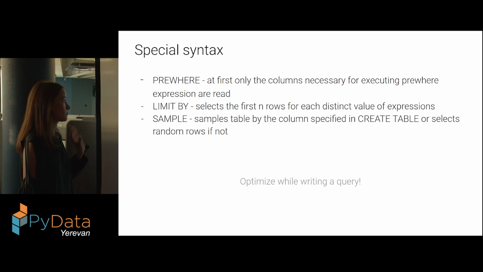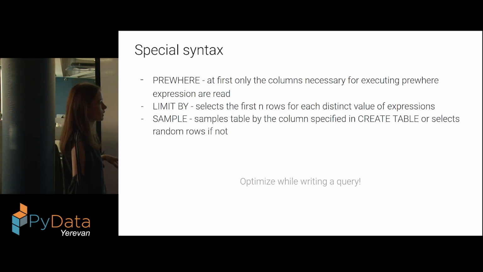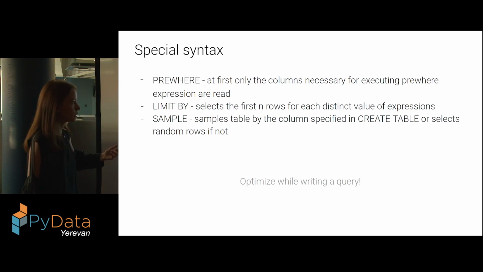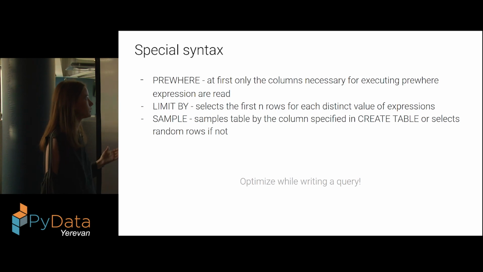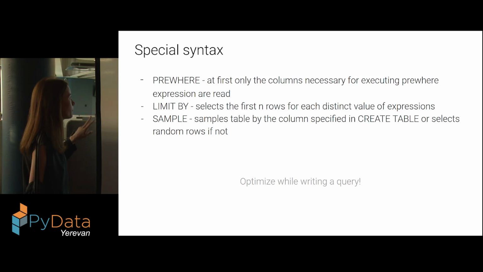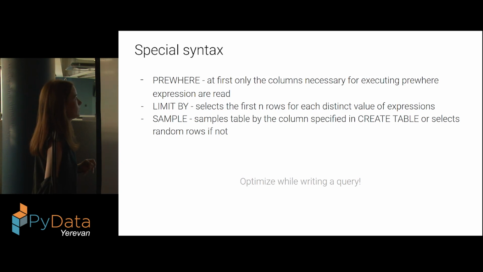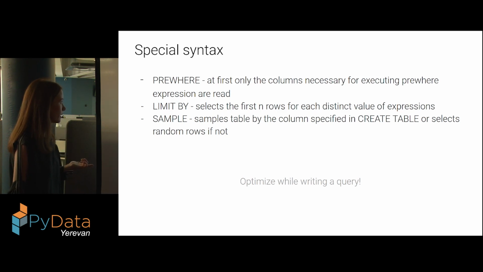And also about some special syntaxes. In ClickHouse we can use pre-where. It's like where, but it uses this filter to execute your filters in the first place. So it will also save you time if you filter in this pre-where query, for example, for partitions or some order by keys. Also in ClickHouse we have limit by.